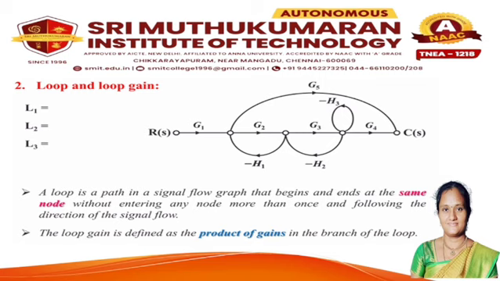For example, in a closed path, node 2 to 3, 3 to 2, it is a closed path. So the individual loop gain is minus G2 H1. Likewise, L2 and L3.